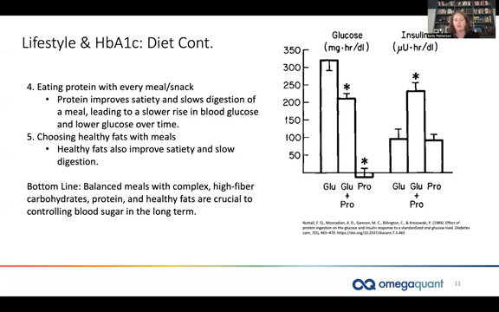carbohydrates, protein, and healthy fats. These are just really crucial for controlling your blood sugar long term. Limiting your processed foods and having those balanced meals.